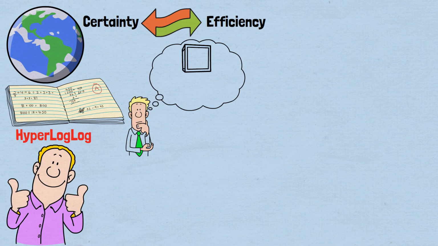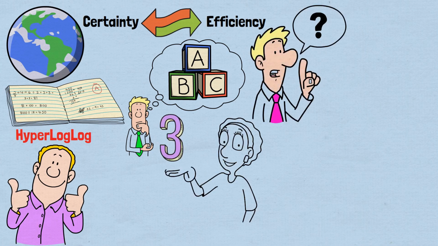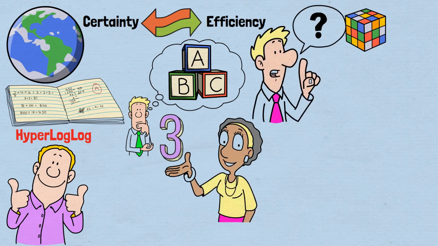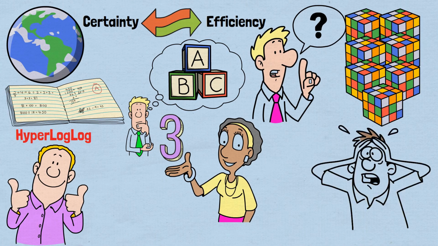Imagine you're handed three colored cubes, red, green, and blue. How many unique colors do you see? Three, obviously. Anyone can count that. But what if I gave you 1,000,000 cubes with potentially thousands of different colors? Suddenly, the task becomes monumentally difficult.